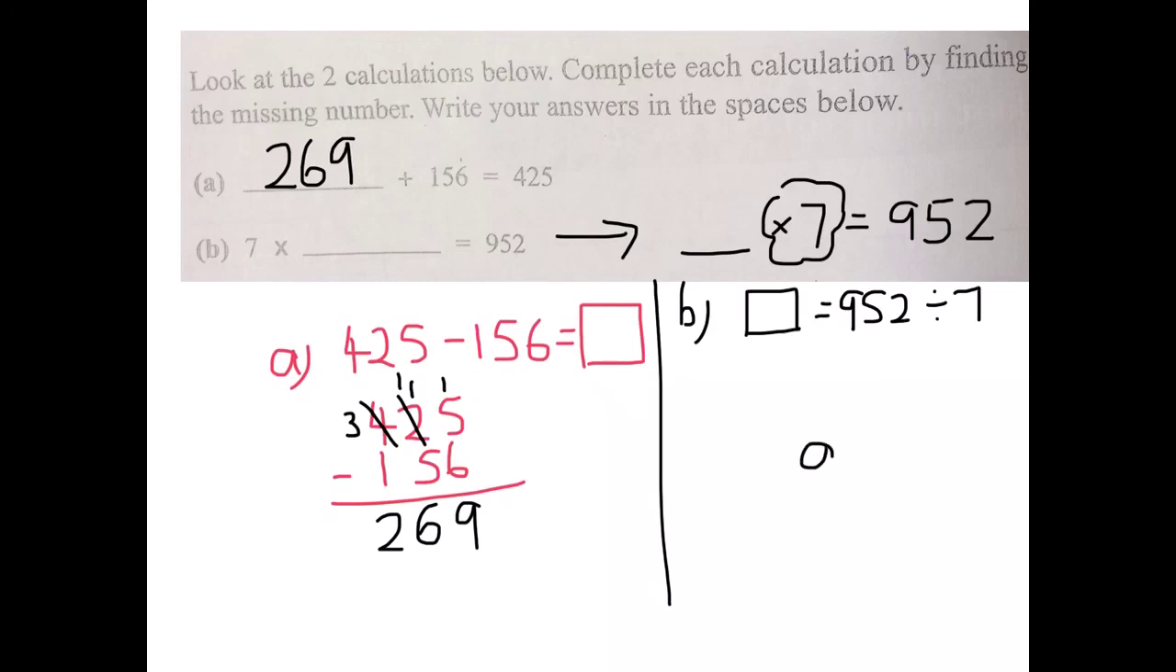So we'll write a division step. 7 into 9 goes once, and there are 2 left over. 7 into 25 goes 3 times, and there's 4 left over. And 7 into 42 is 6. So our missing number is 136.